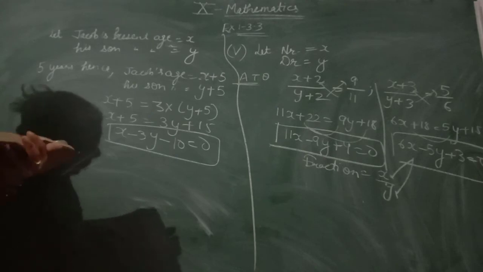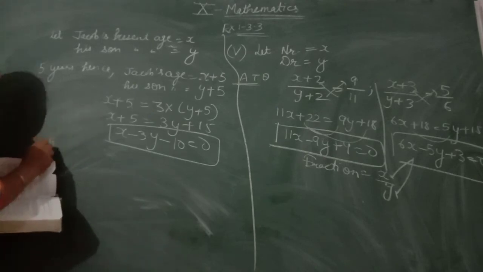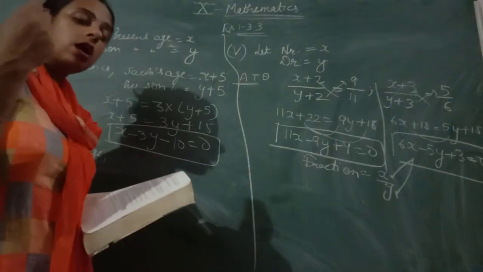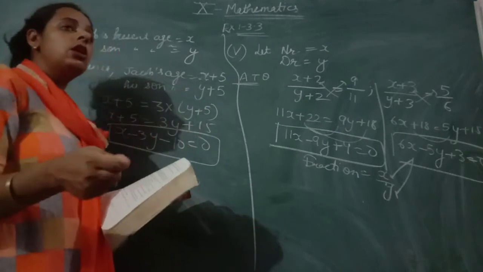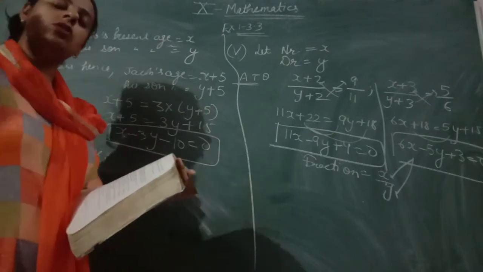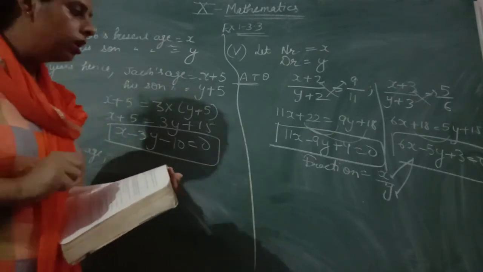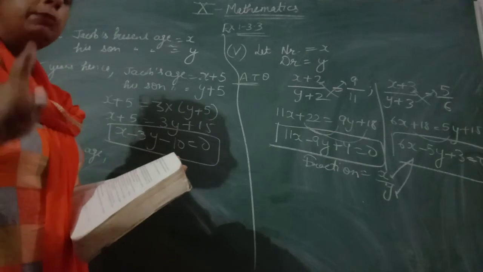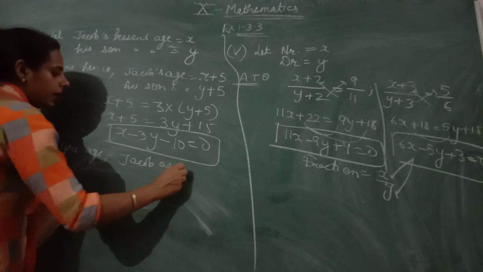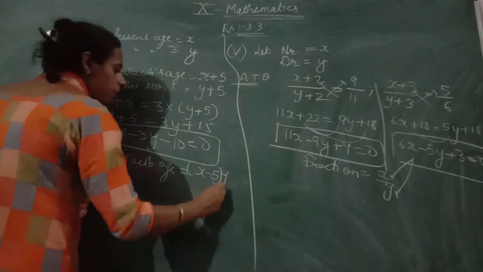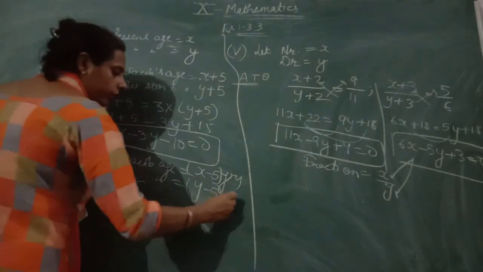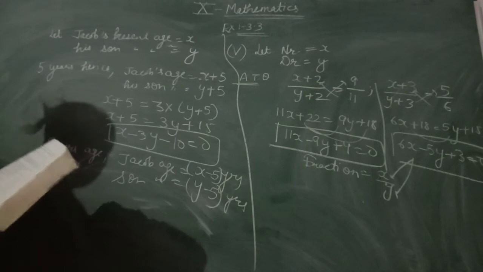And for the next equation, he is talking about 5 years ago. If someone asks you about your age 5 years ago, what will you do? Suppose your age is 12 years and someone asks about 5 years ago, your age will be 7. You will deduct: 12 minus 5. In the same way, Jacob's age will be x minus 5 years. And what about his son's age? His son's age is also reduced, or deducted, by 5.